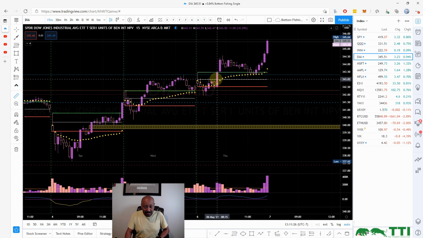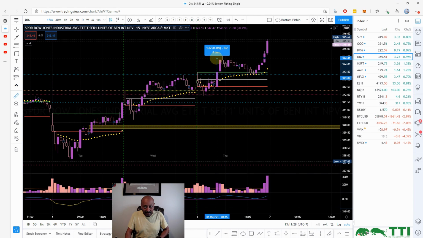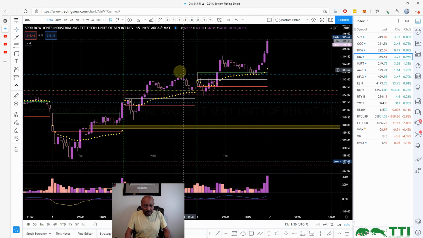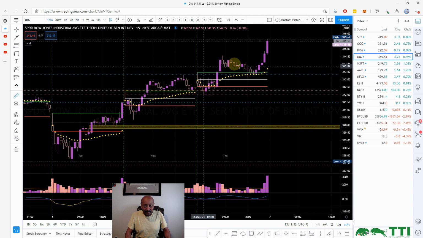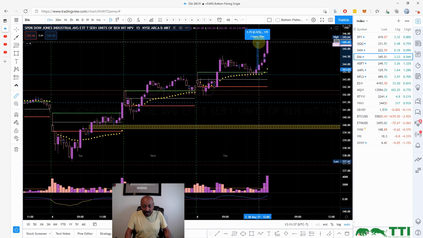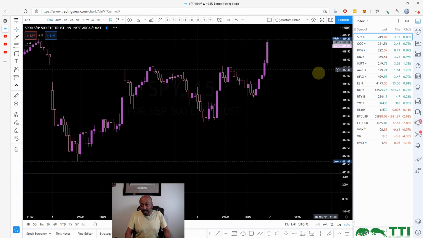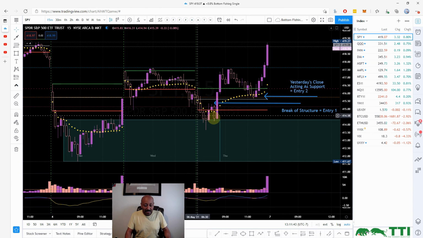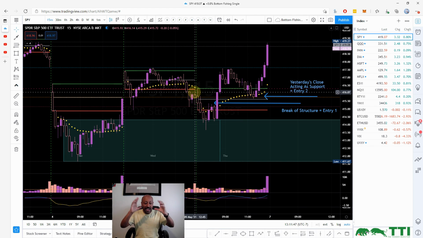So this entry here was a $1.32 move, and the next entry here, when this was tested as support, was a $1.79 move. So beautiful, beautiful day. Hopefully you have taken advantage of the structure. Save, structure, area of value, execute. Always remember this. If you remember save, structure, area of value, execute, you're golden.